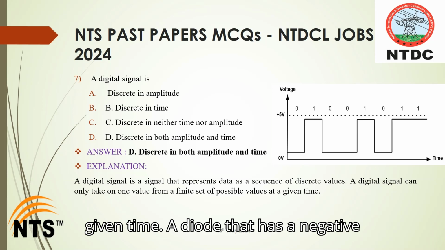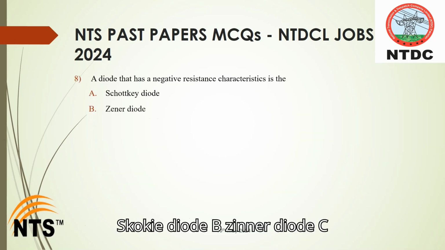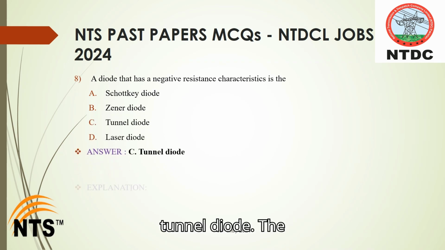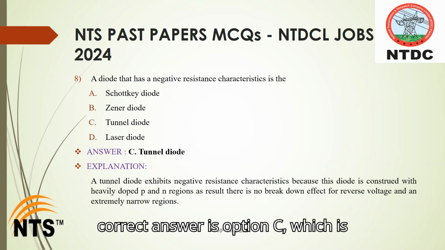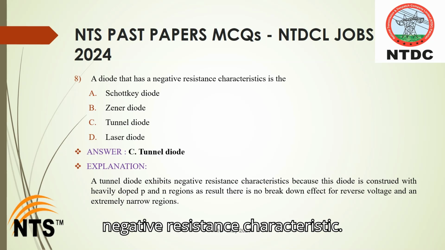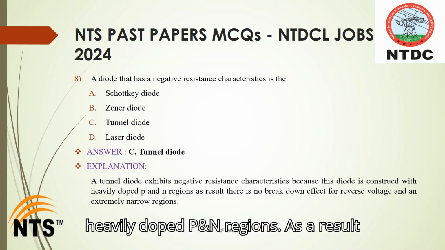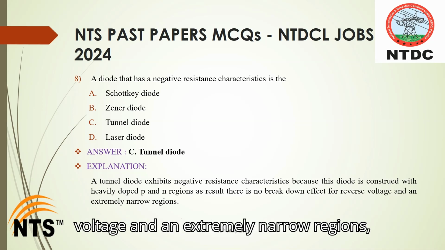A diode that has a negative resistance characteristic is the: A. Schottky diode, B. Zener diode, C. Tunnel diode, D. Laser diode. The correct answer is option C, which is tunnel diode. A tunnel diode exhibits negative resistance characteristics because this diode is constructed with heavily doped P and N regions. As a result, there is no breakdown effect for reverse voltage.